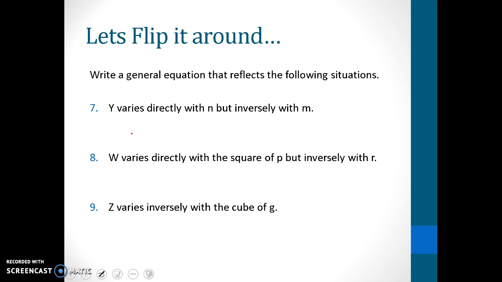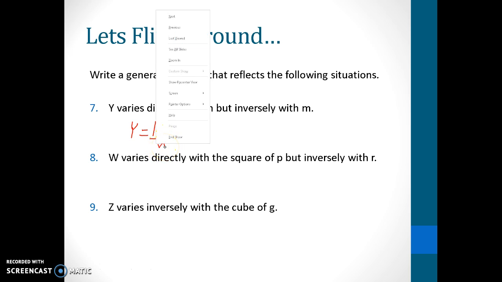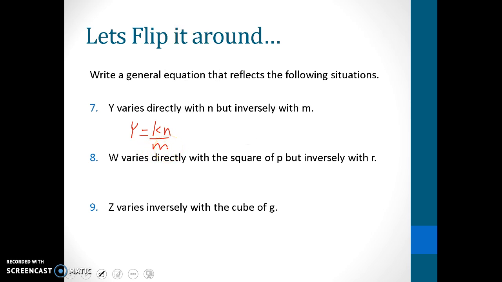All right, so let's try some on our own here. It says write a general equation that reflects the following situation. So y, that's our variable that's by itself, varies directly, so we're going to have a K value. It's going to vary directly with n, so we're going to multiply by n, but inversely with m, which means I'm going to divide by m. And so we have a K value. Now that K value, if we were writing an equation, would have to be a specific number, but we don't know what that number is right now, so we're just going to write it as K.